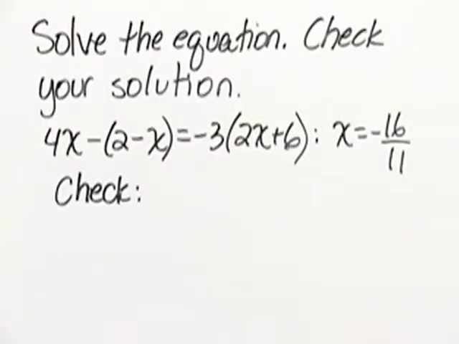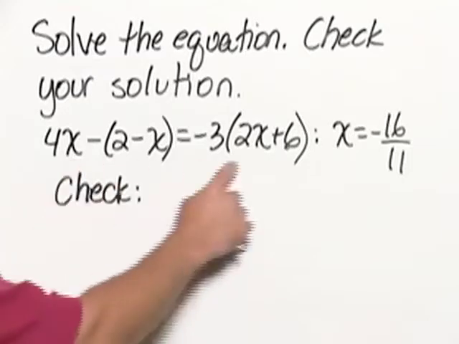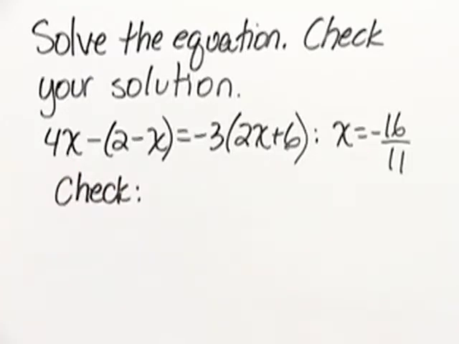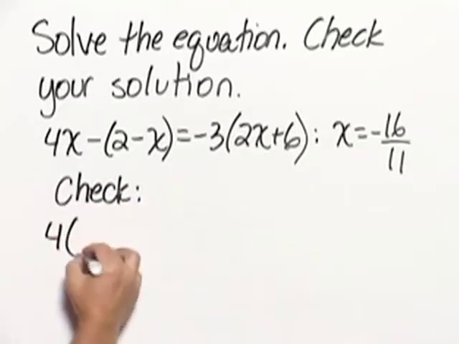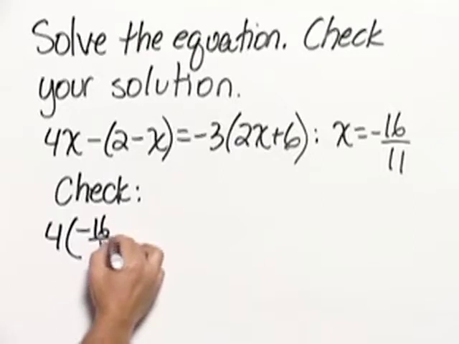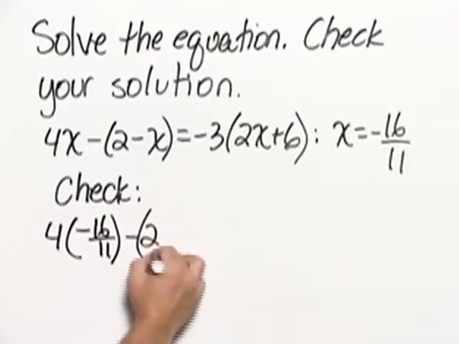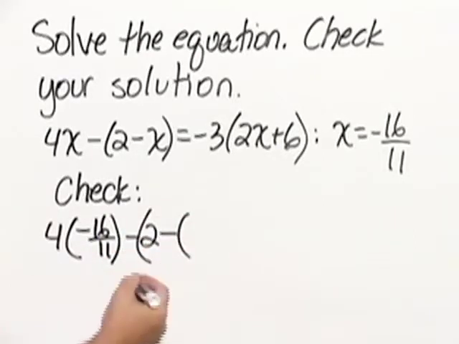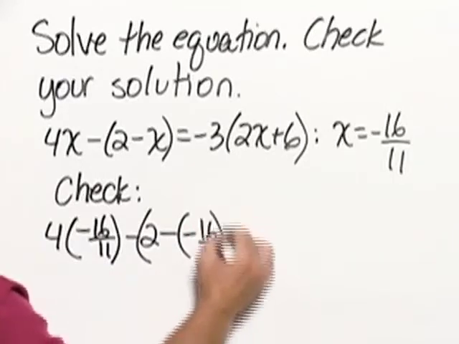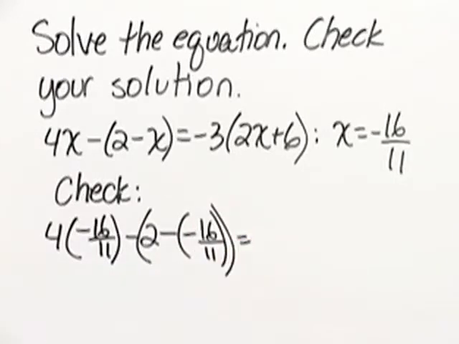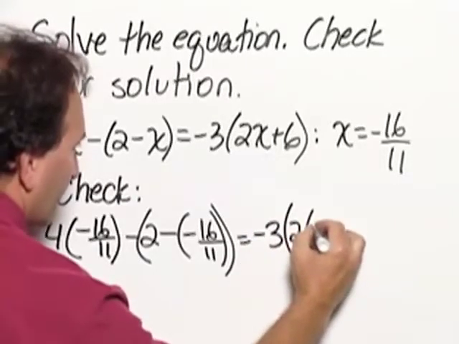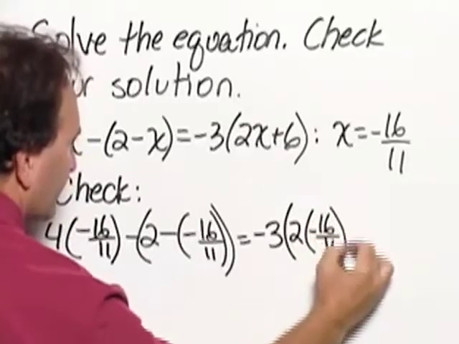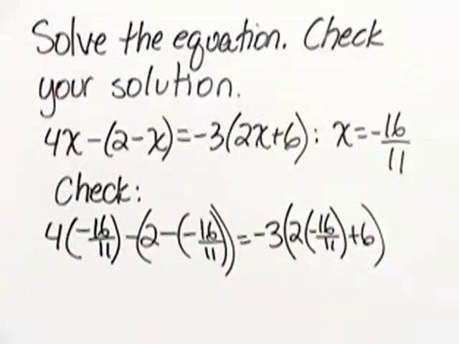So here's the check of our solution. I've rewritten the equation and its solution. We now need to substitute the negative 16/11 in place of x. So 4 times negative 16/11 minus parentheses 2 minus, and then in parentheses, negative 16/11. And that we want to check to see if it's equal to negative 3 times, in parentheses, 2 times negative 16/11 plus 6. Okay, so we need to simplify.